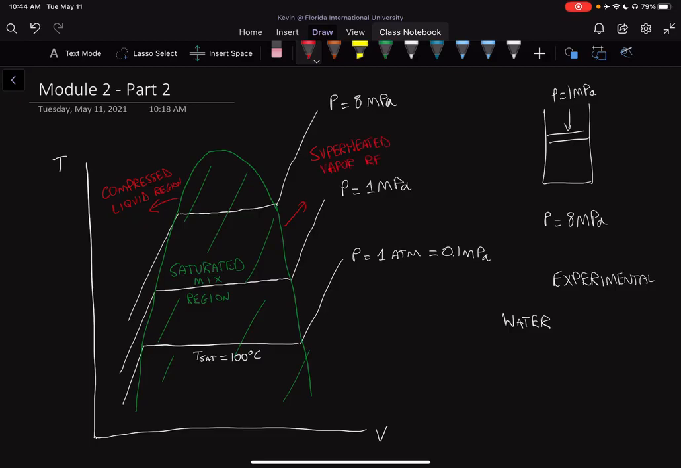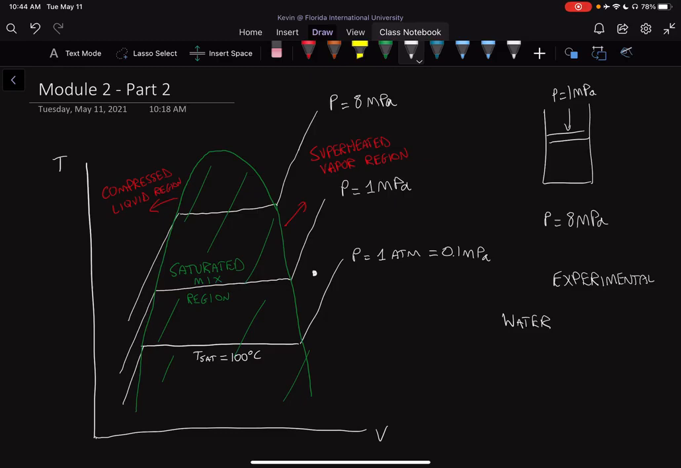So we see that with this graph, we're able to essentially create a general graph for different water pressures. And if we have, let's say, an operating point that's somewhere here, we can then find from that point the temperature, the volume, as well as the pressure of that point.